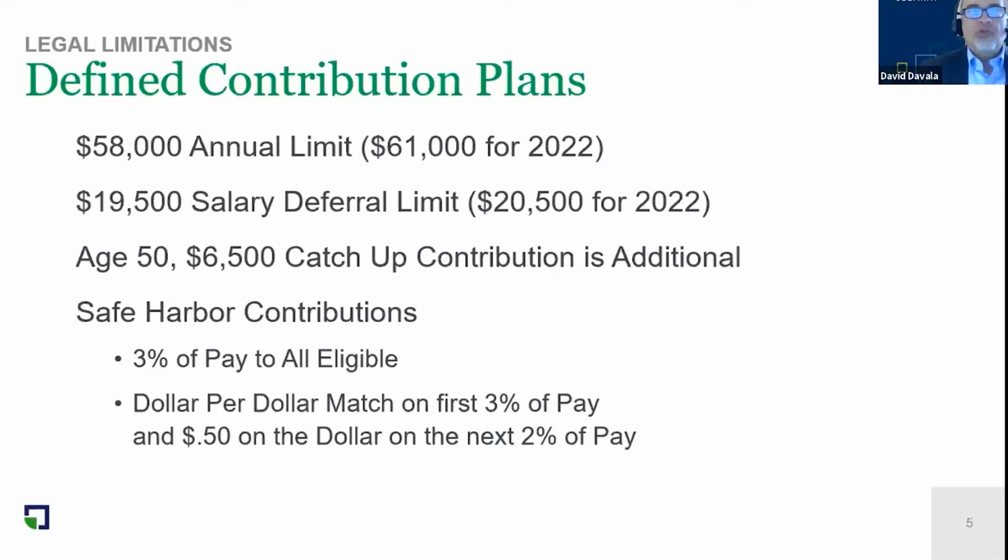Safe harbor contributions. Here are some 401k safe harbors. A DC profit sharing plan that provides 3% of pay is the safe harbor plan. A 401k that matches 100% of the first 3% of employee deferred compensation, then 50% of the next 2% is another example of a defined contribution safe harbor. There's other safe harbors. I just wanted to mention these two.